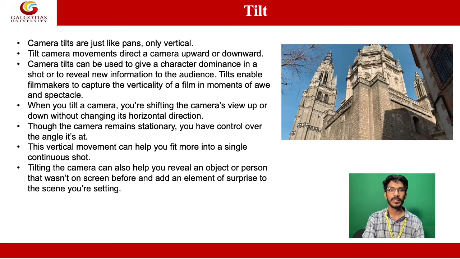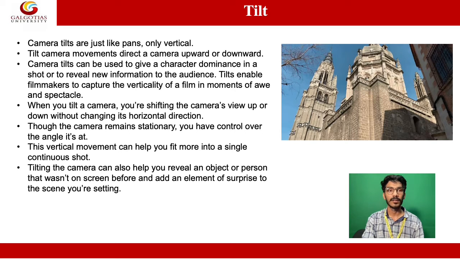The next camera movement is tilt. Camera tilts are just like pan, only in vertical direction. Tilt camera movement directs a camera upward or downward. Camera tilt can also be used to give a character dominance in a shot or to reveal new information to the audience. Tilt camera movement enables the filmmakers to capture the verticality of a frame of a film in movements of awe and spectacle.